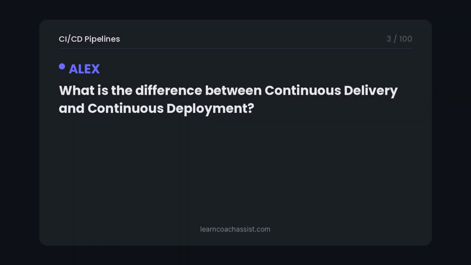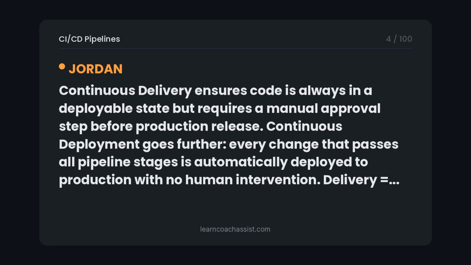What is the difference between continuous delivery and continuous deployment? Continuous delivery ensures code is always in a deployable state but requires a manual approval step before production release. Continuous deployment goes further. Every change that passes all pipeline stages is automatically deployed to production with no human intervention. Delivery equals ready to deploy on demand. Deployment equals auto-deployed every time.